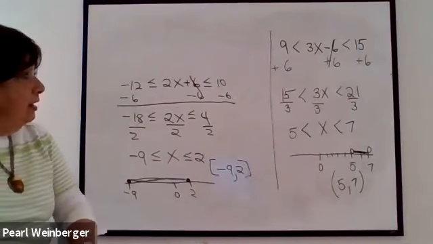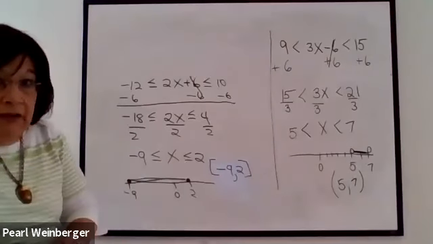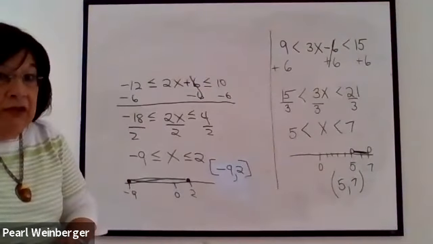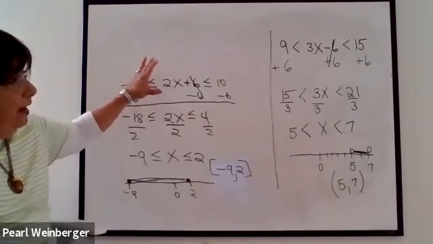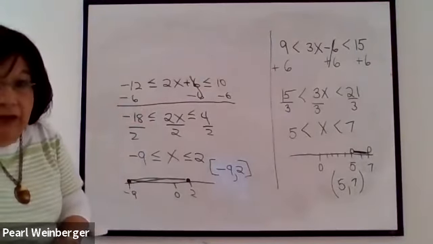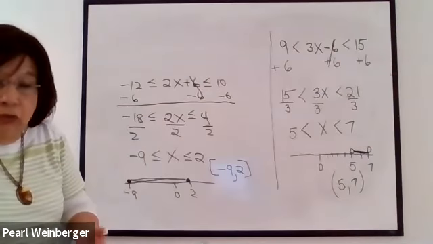Okay, so that's how we solve a compound inequality. It's relatively simple. That's why it's set up as a double inequality, because it makes it easier to understand and easier to work with.